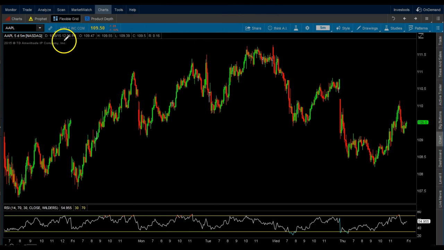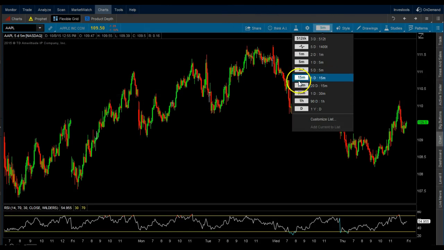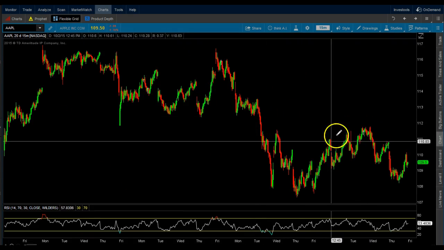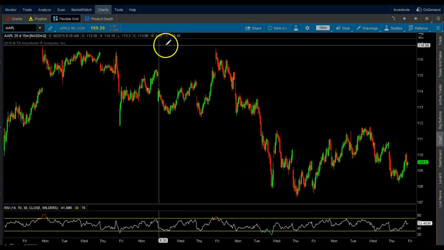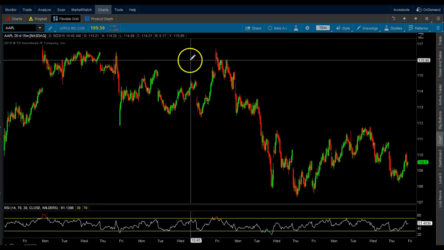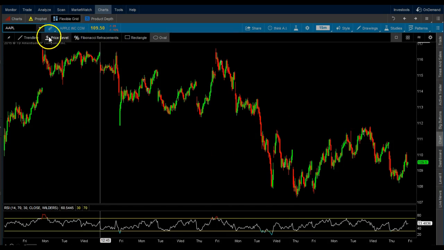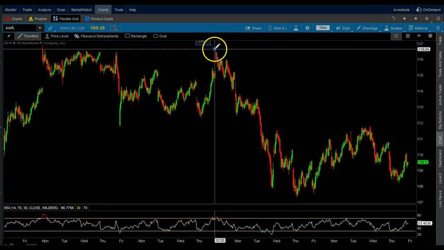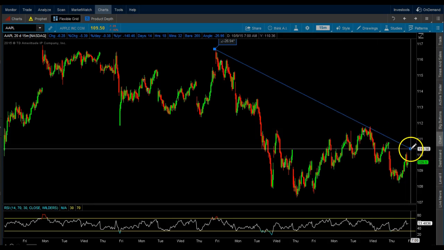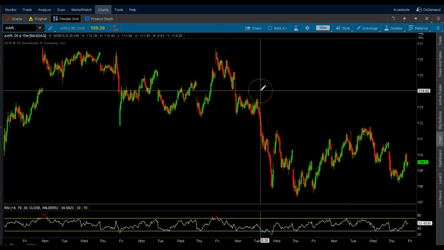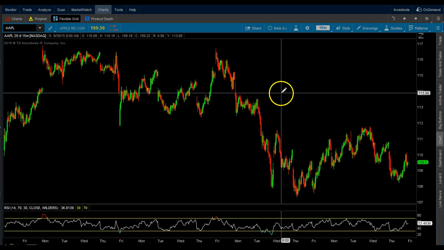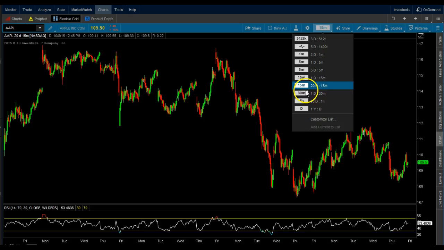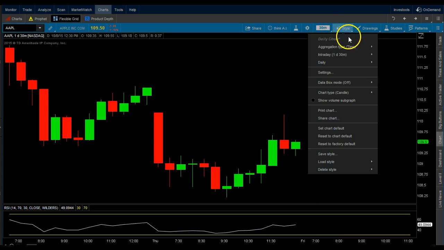Okay. So now let's look at a 15-minute. This is a 20-day 15-minute. As you could see, we're starting to see more and more data, right? We're seeing different ways we could potentially draw trend lines, right? But we'll get into that in a few minutes. But we're able to see more and more data as we go to larger and larger time frames, right?